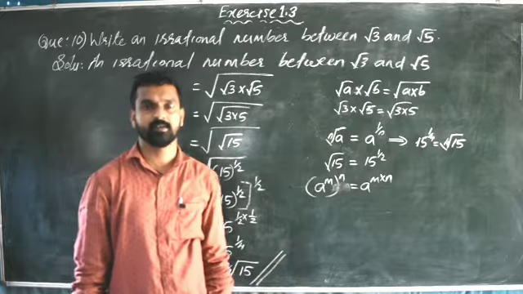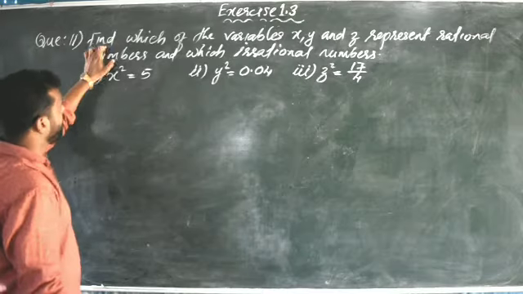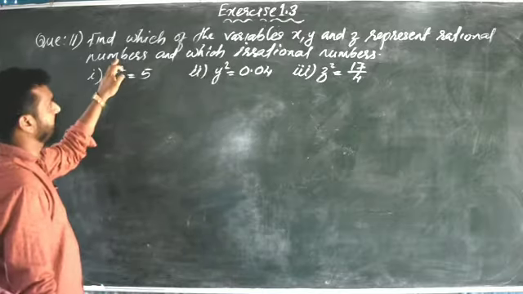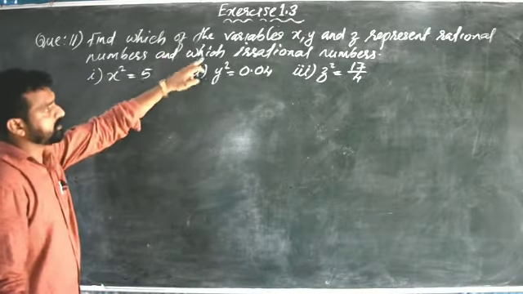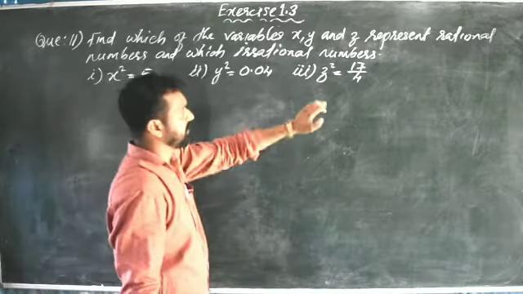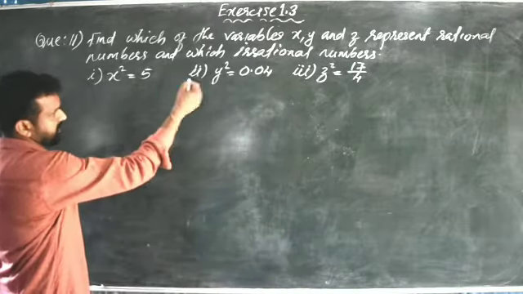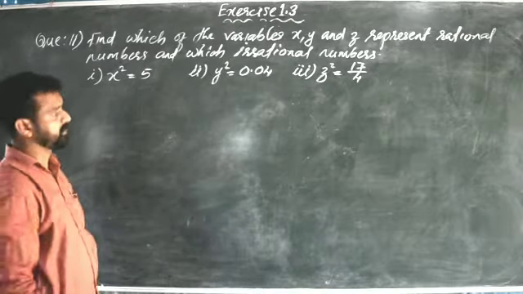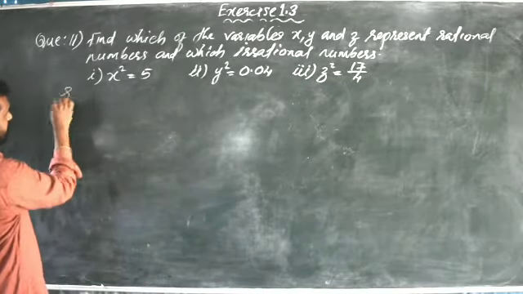Now let's see question number 11. Find which of the variables x, y, z represent rational numbers and which represent irrational numbers. Here three variables x, y and z are given, and we have to find out which are rational and which are irrational.